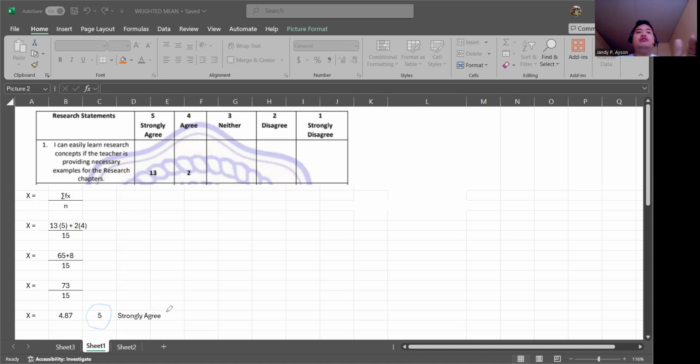And then, yung interpretation niyan would be strongly agree. Kasi yun yung sabi dito sa table. So, sir, eto po ba, pwede po ba siyang magbago?